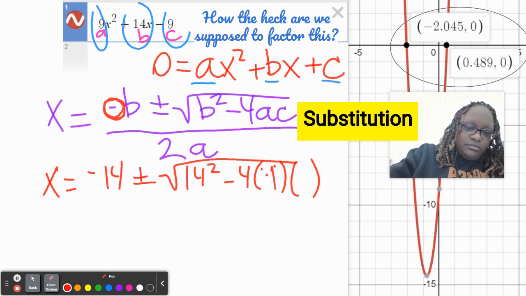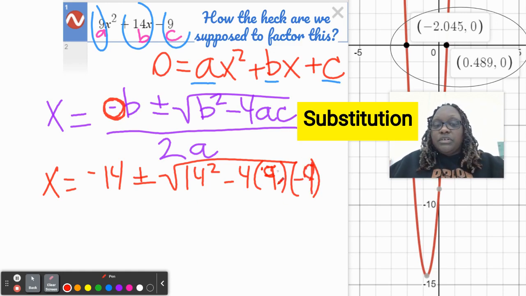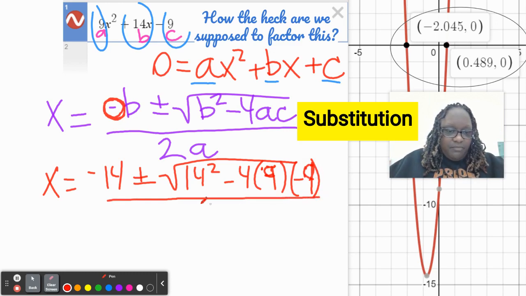A and C. Okay, it's a little ugly, but those are a positive 9 and a negative 9. And then all divided by 2 times a. And in this case, a is 9.